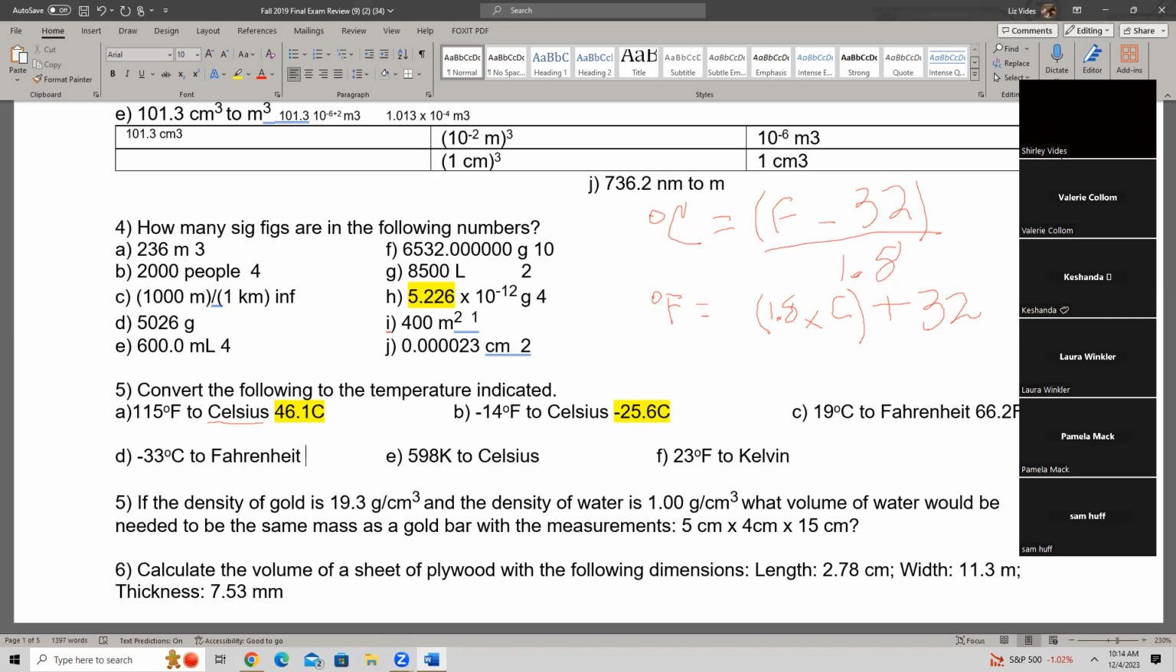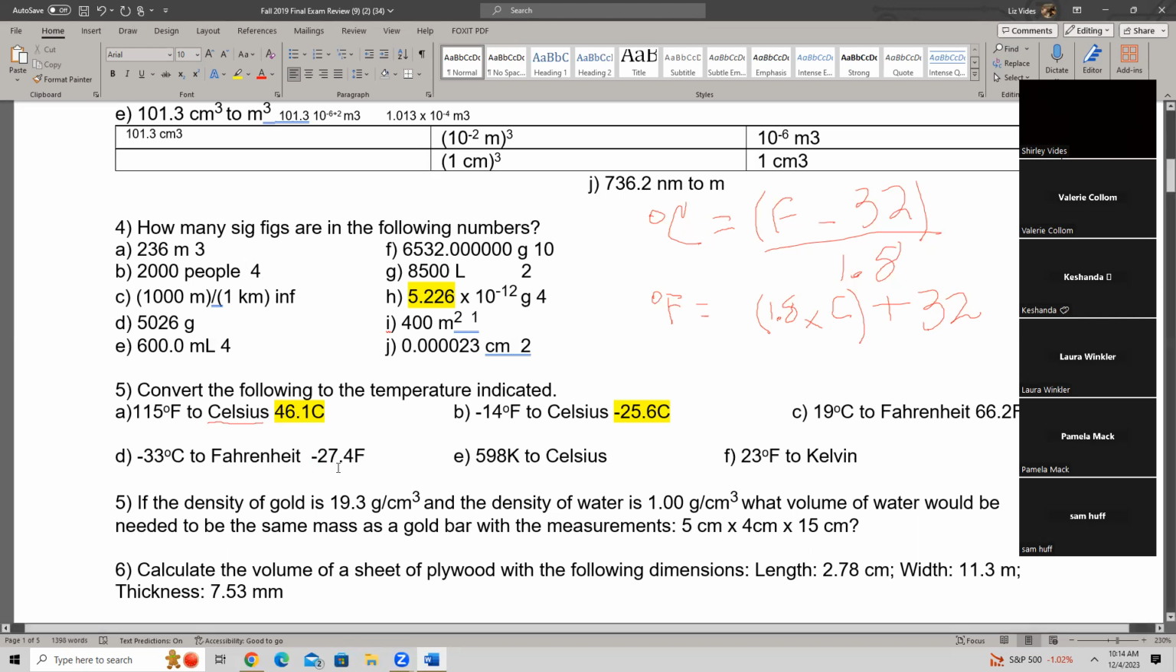Negative 27.4 degrees Fahrenheit. We are still correct, because this is higher than that one, right? Because the lower you are, yeah. All right, now Kelvin to Celsius.